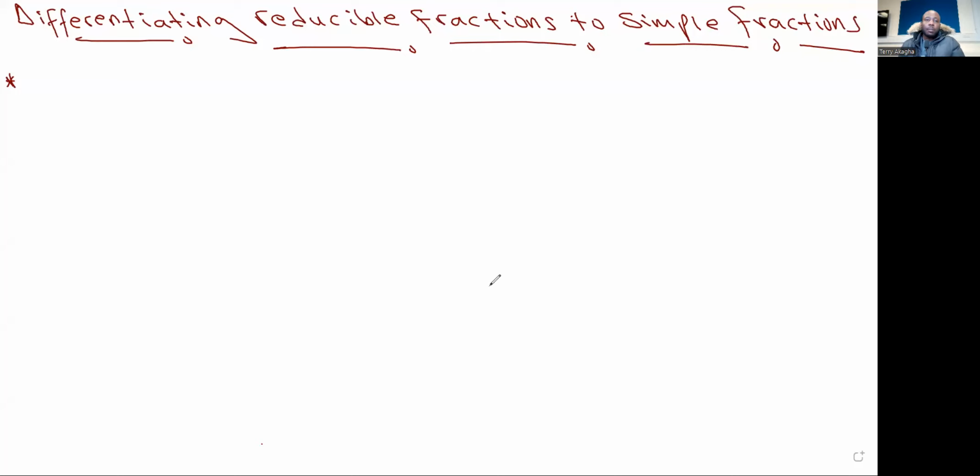So today we'll be talking about differentiating reducible fractions. Basically, you differentiate reducible fractions by first converting them to simple fractions before you start differentiating, because remember in the last videos, I told you that it has to be in index form. Don't worry, we'll talk about this.